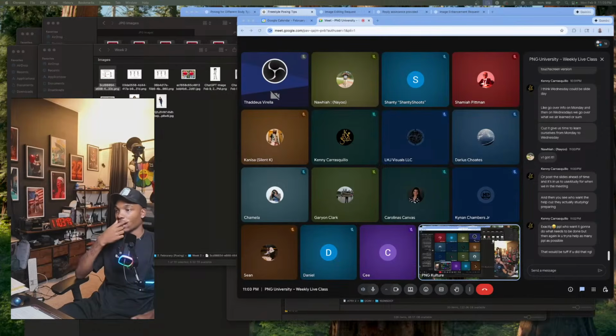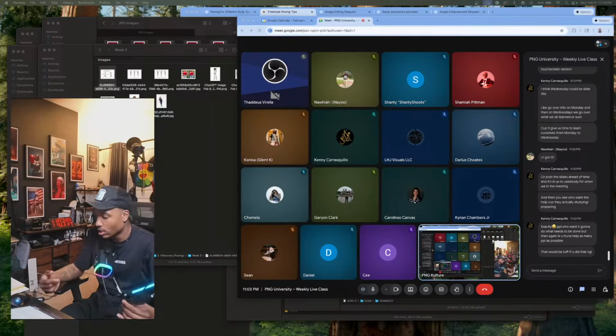Makes sense. Yeah, it comes after time. Over time, it gets easier to build out poses and things of that nature.